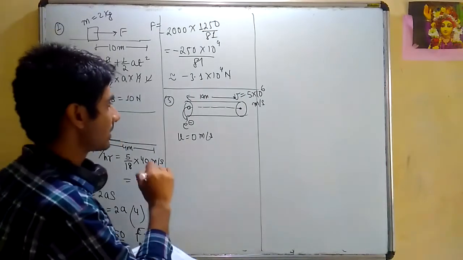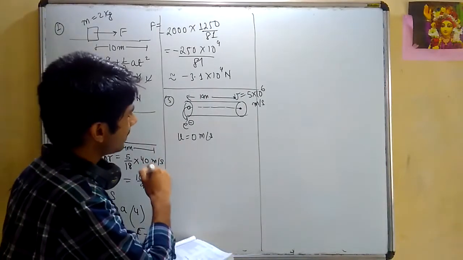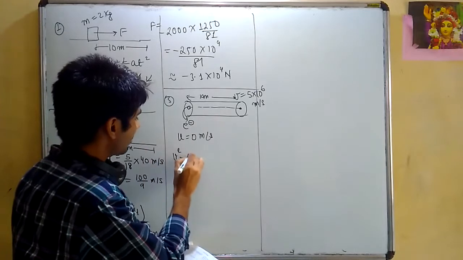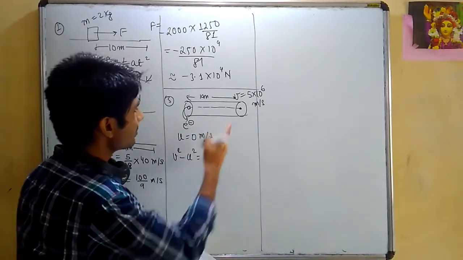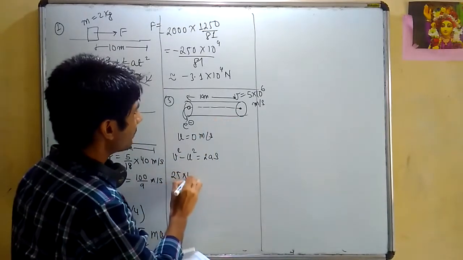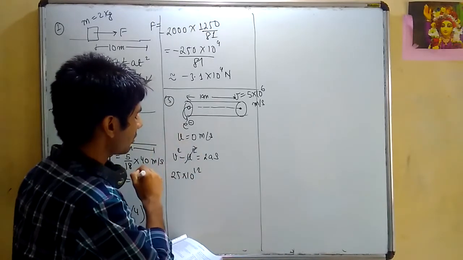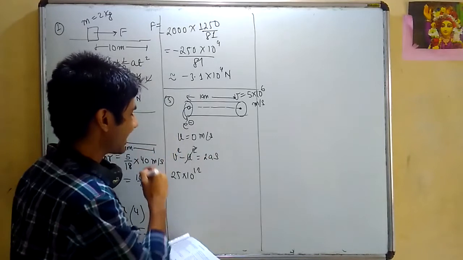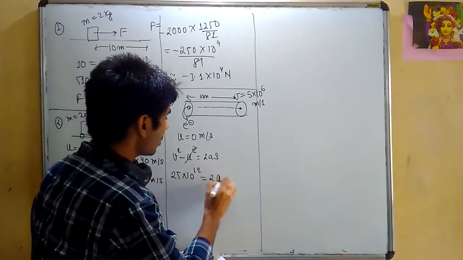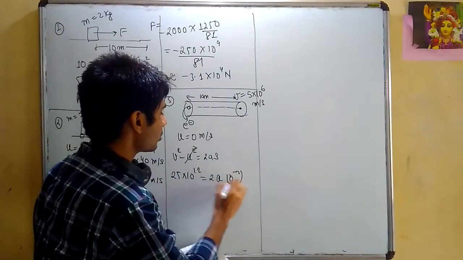Same concept which have been discussed previously. You have to find the acceleration: v square minus u square is 2as. V square is 25 into 10 to power 12 and u square is 0, because it was given that it was released at negligibly small speed. That is 2 into a into s, where s is 10 to power minus 2 meter.